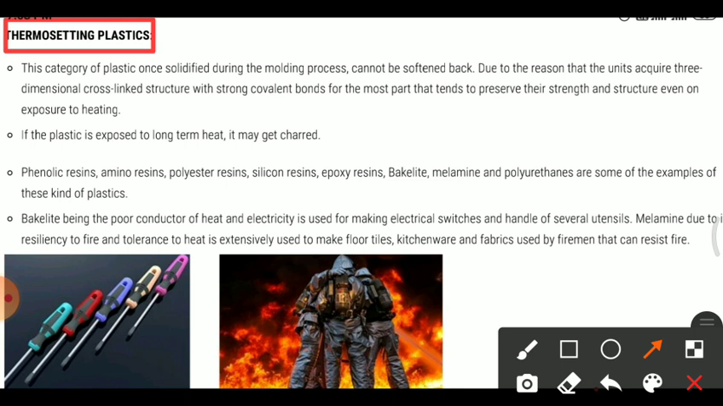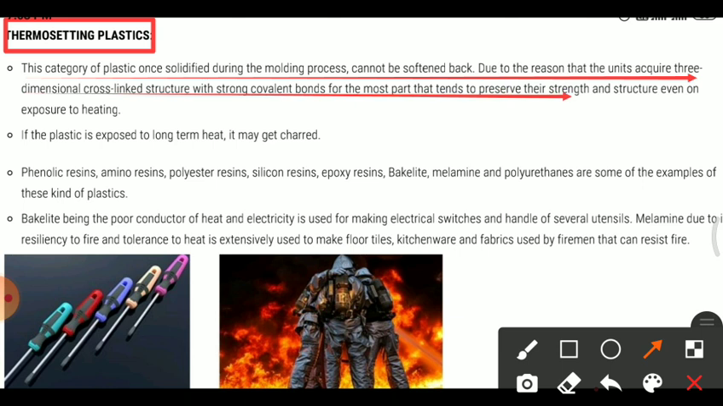So here are the important points we can write about thermosetting plastic. This category of plastic, once solidified during the molding process, cannot be softened back because the units acquire a three-dimensional cross-linked structure with strong covalent bonds for the most part, which tends to preserve their strength and structure even on exposure to heating. If the plastic is exposed to long-term heat, it may get charred.